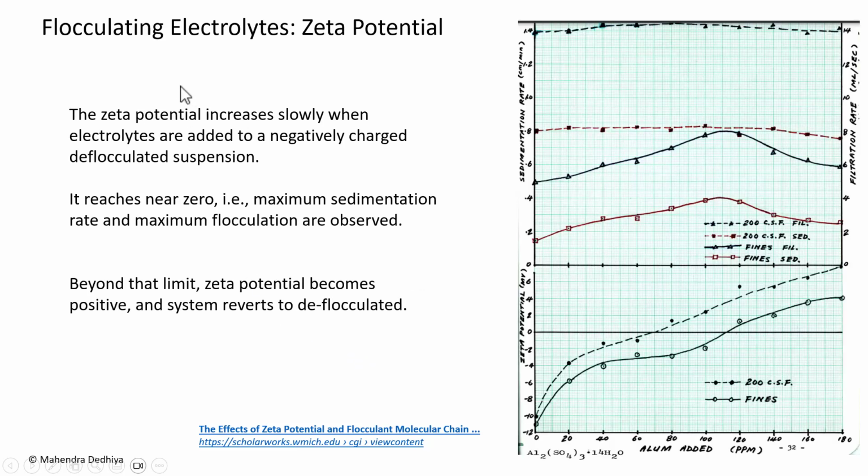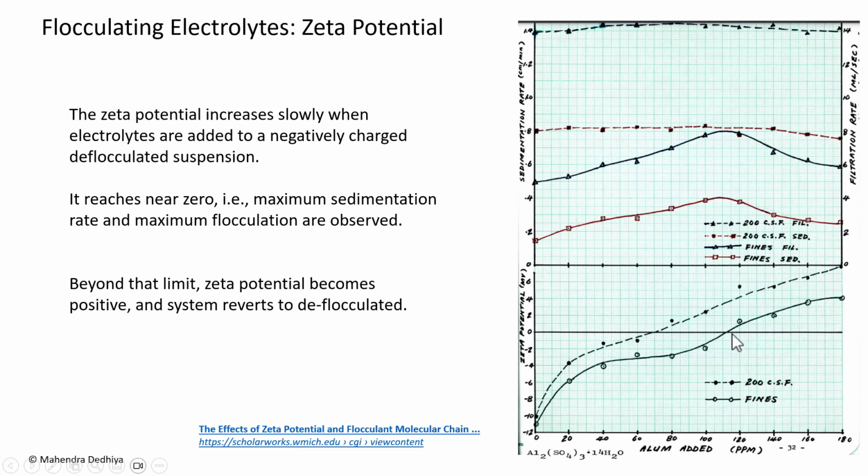Here's the data generated on zeta potential. Zeta potential increases slowly as we add electrolyte. In this case, alum or aluminum sulfate is increased in parts per million, and zeta potential is measured. As you can see, zeta potential is increasing. And there are two different particle sizes, fine and 200. Zeta potential increases in both cases as more aluminum sulfate is added. Eventually it comes to 0.